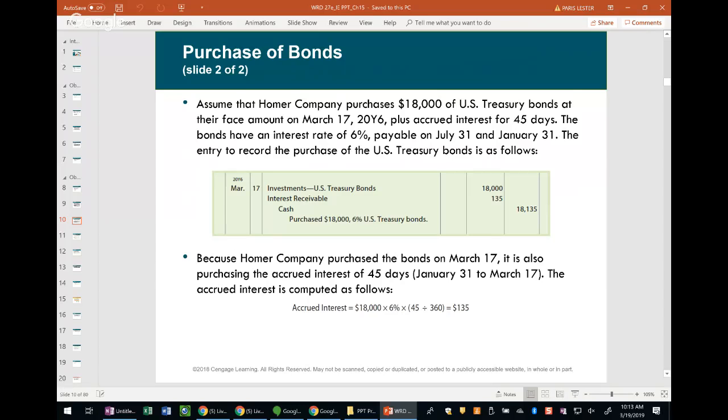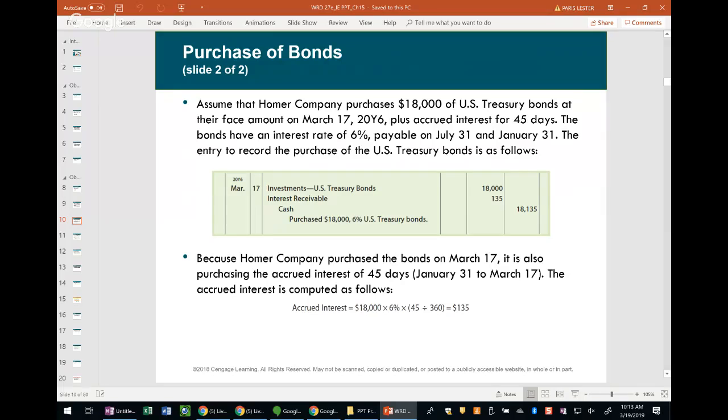So here's how that entry would look. Investment in bonds, 18,000, interest receivable, 135, and you credit cash. You are buying this interest. See, bonds, when they're issued, maybe it's January, and you don't buy them until March. Well, those bonds already have 2 months interest on them. Those bonds pay interest every 6 months to whoever holds the bond. It doesn't matter if you held it 1 month or 5, you get 6 months interest on that bond.